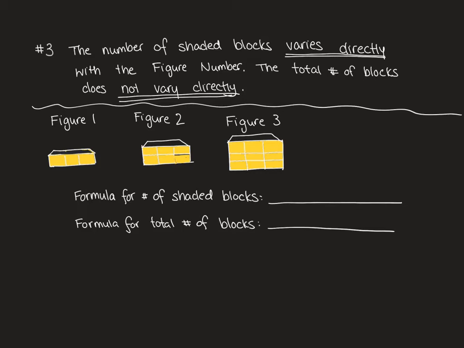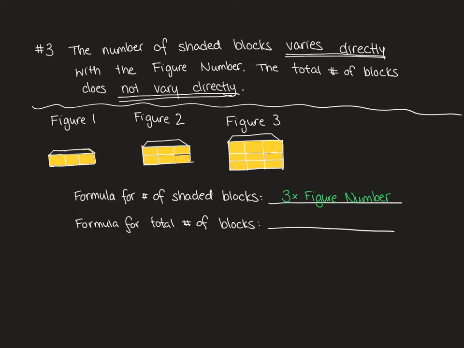So our first step is to write a formula for the number of shaded blocks. Figure 1 has 3 shaded blocks. Figure 2 has 6, and figure 3 has 9. So we can tell that we're adding another group of 3. So it would be 3 times our figure number would tell you how many shaded blocks are in each figure.